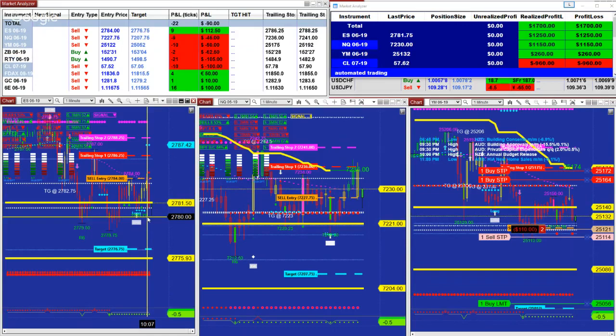Anything above the 2780 on the ES, you should not take that trade. It's short. It's only short. There is no long direction at the moment. And we will keep our eye on it.